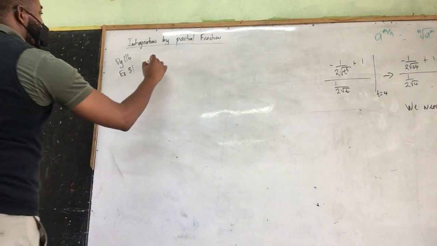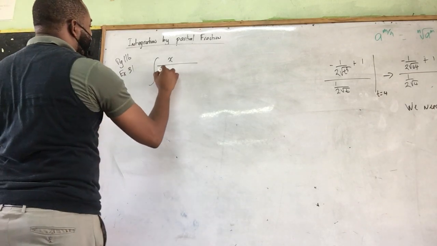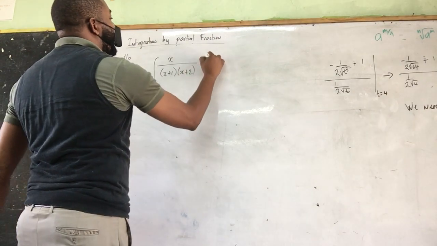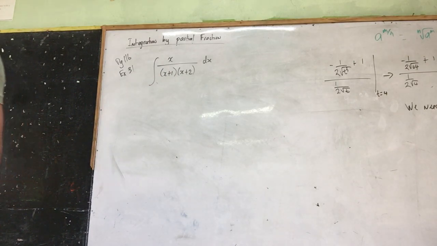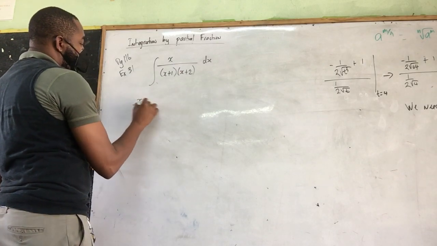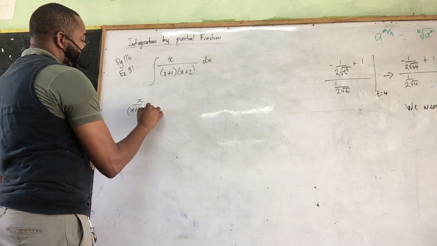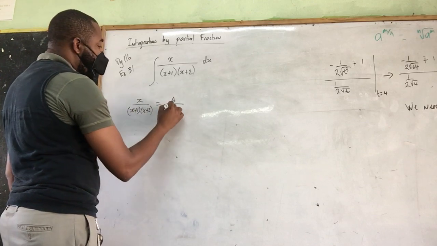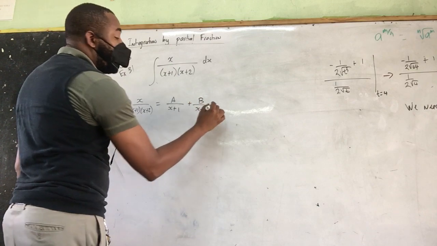It says, determine the integral of x over (x plus 1)(x plus 2). They started this way just to set it up. So let's change this into partial fractions. You remember how partial fractions go? You take x over (x plus 1)(x plus 2) and break it up into A over x plus 1, plus B over x plus 2.